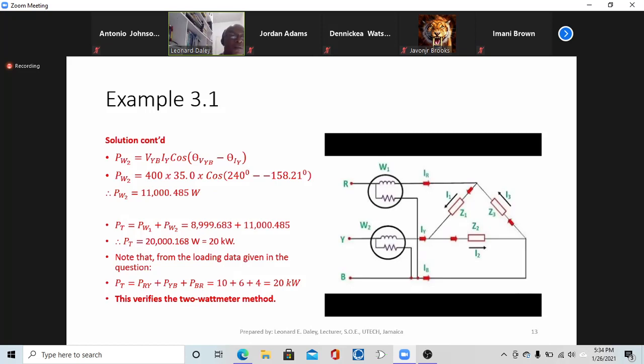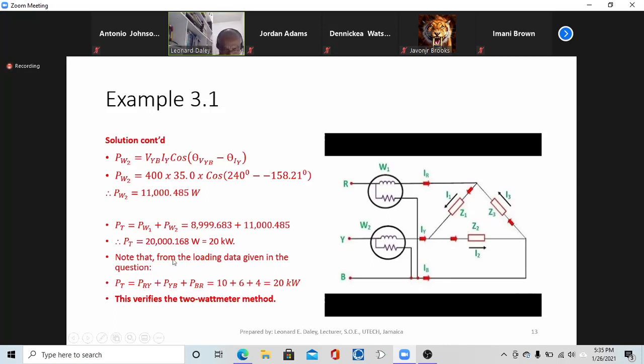All right, so that works out to be 11,000 watts. All right, and then the theory says that the sum of the two watt-meter readings, so PT will be PW1 plus PW2, and that works out to be approximately 20 kilowatts.